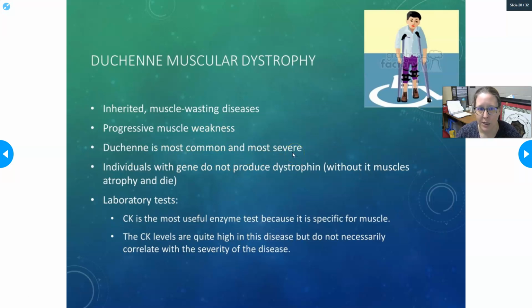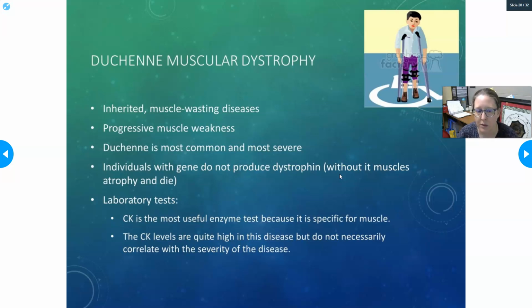Individuals with the gene for that specific disease do not produce a molecule called dystrophin. What dystrophin does is stabilize muscles when they contract. When they contract and relax, this protein stabilizes each muscle fiber so it doesn't get injured. These patients don't produce that, and without it, over time the muscles atrophy and die.